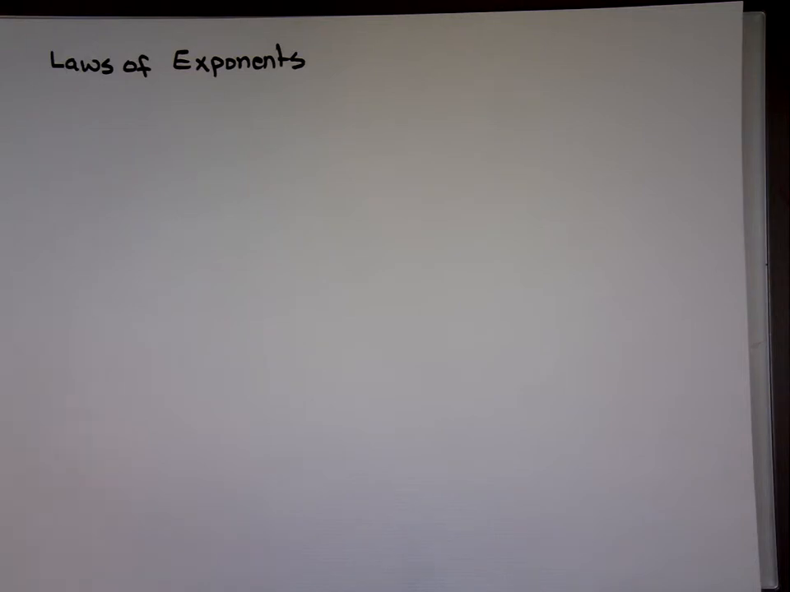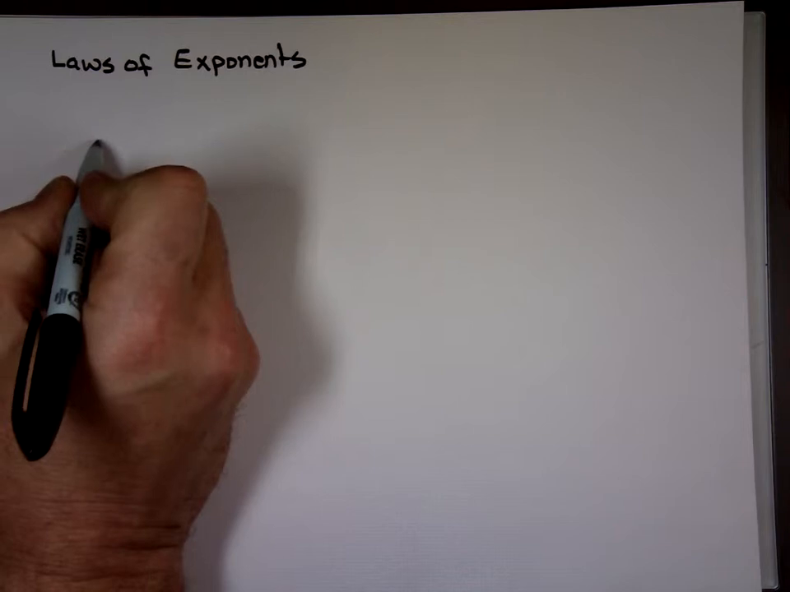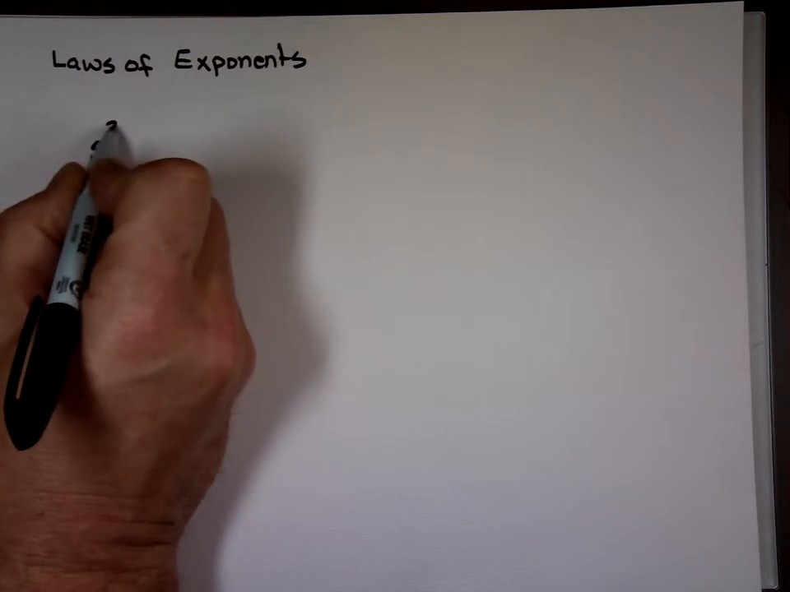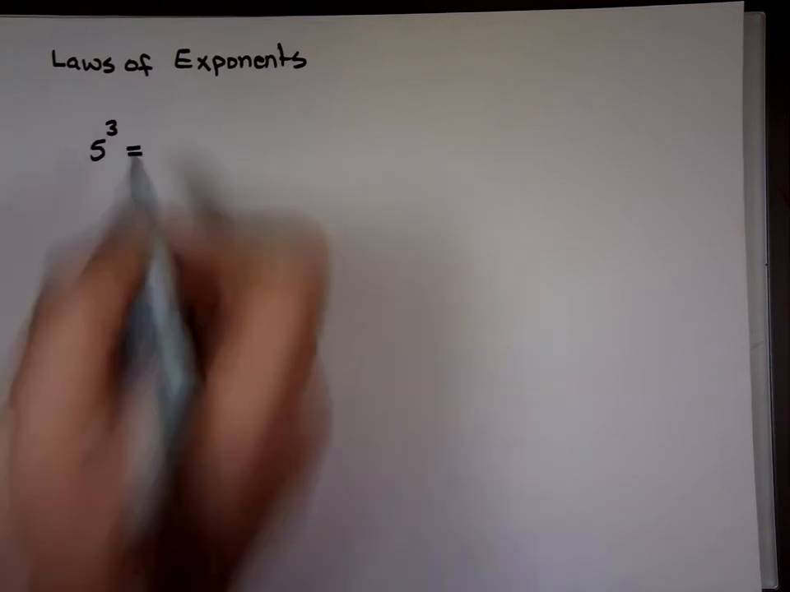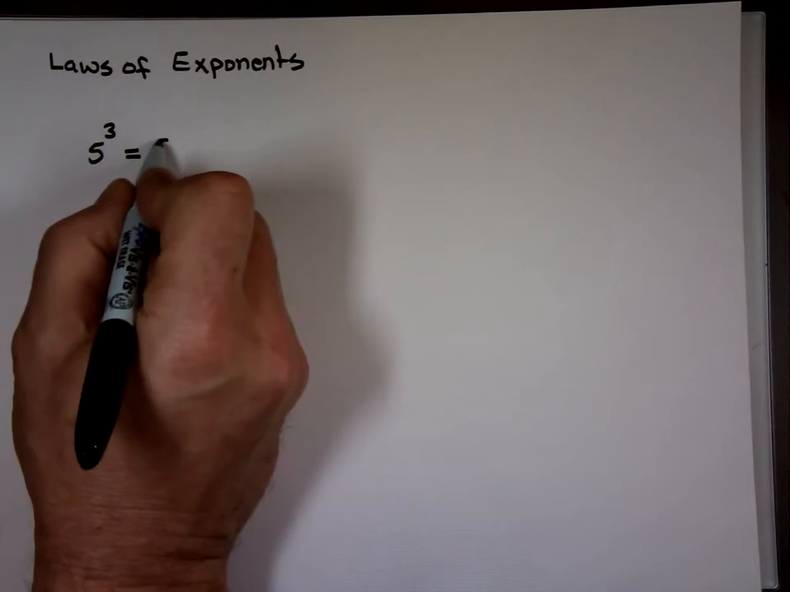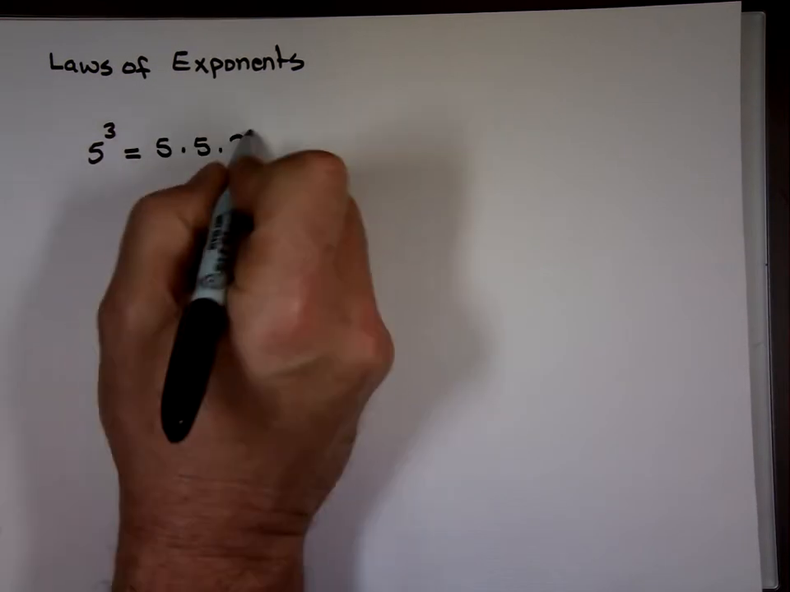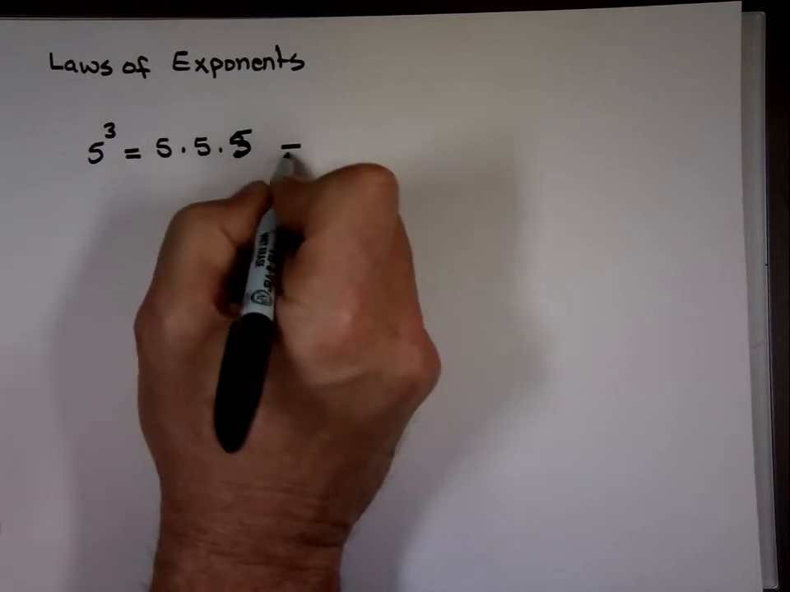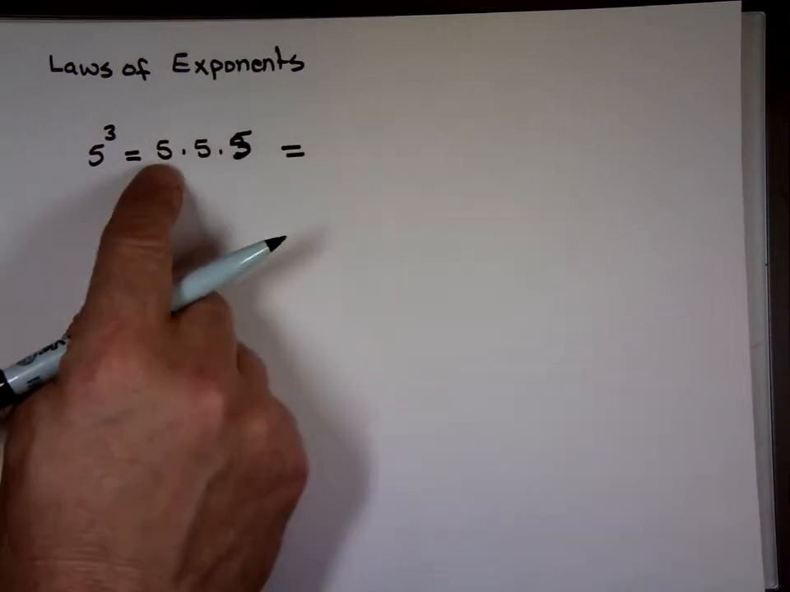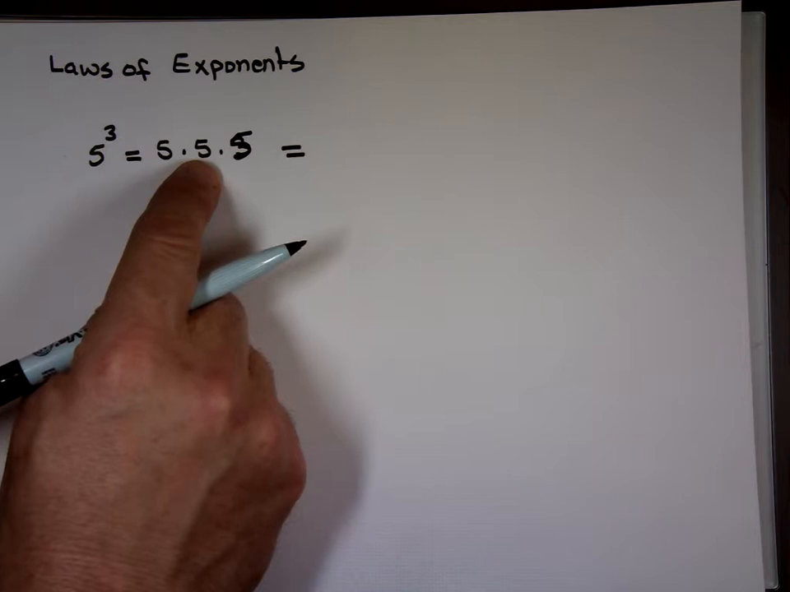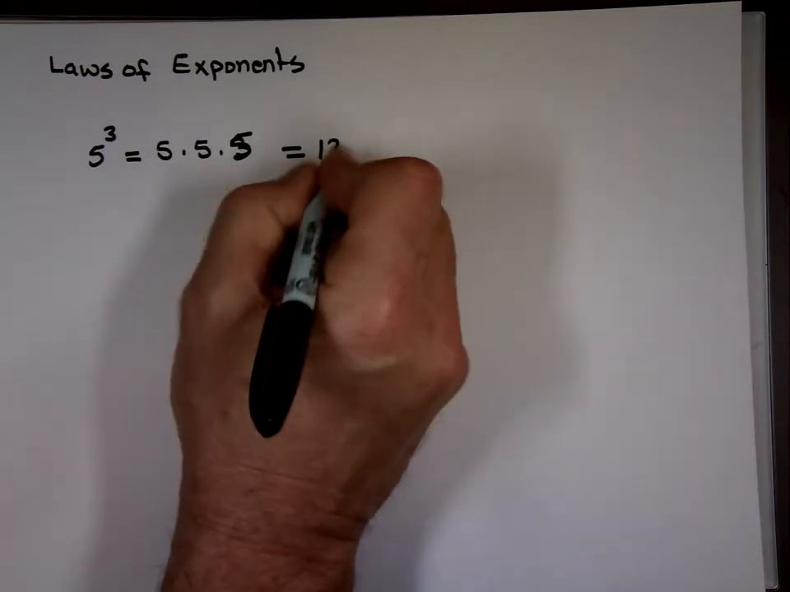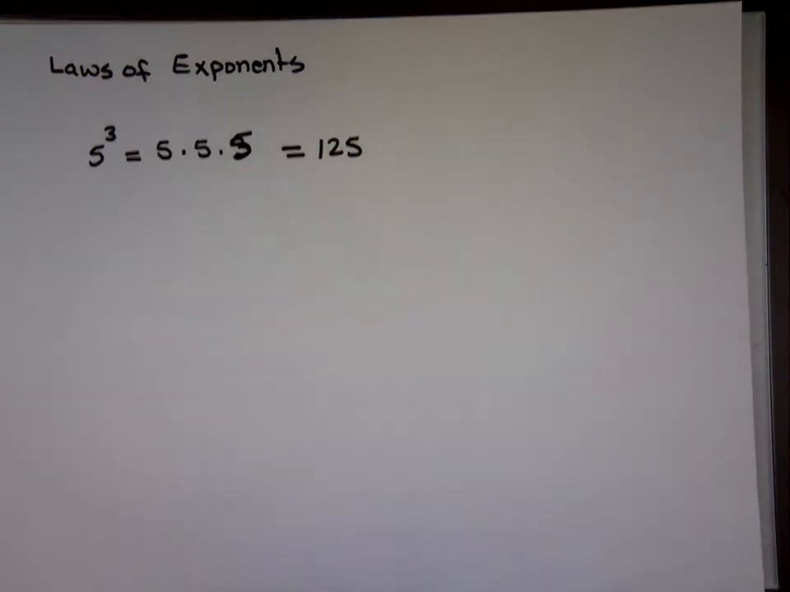We have a few properties or laws about exponents, but before we get to that, let's make sure you know what exponents are. When I write 5 to the third, what does that mean? 5 times 5 times 5. How many times? 3 times, very good. 5 times 5 times 5, 3 times. What's 5 times 5? 25 times 5, that's 125.